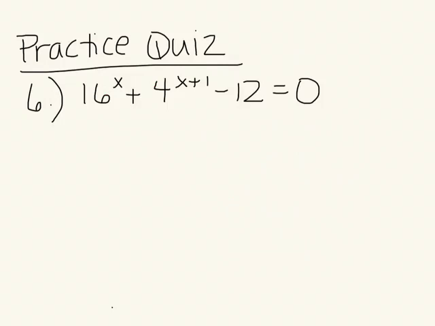The thing that I noticed in this problem is that 16 and 4, we can both write in base 4s. So I'm going to go ahead and write 16 as 4 squared. So 16 to the x would be 4 squared to the x, or 4 to the 2x. Now for 4 to the x plus 1, let's think about our exponent rules here for a second.